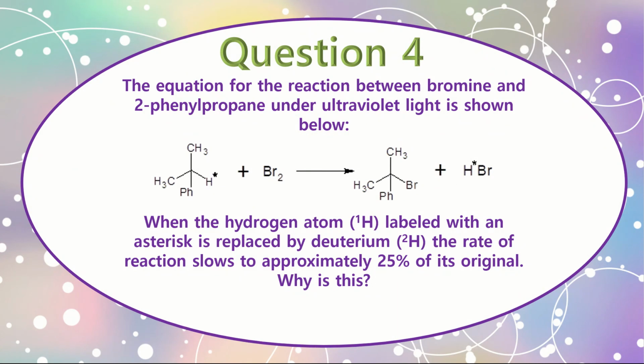So that leads us to question 4, which says the equation for the reaction between bromine and 2-phenyl propane under ultraviolet light is shown below. When the hydrogen atom labeled with an asterisk is replaced by deuterium, the reaction rate slows to approximately 25% of its original value. And the question is, why is this? So take a second, look at the reaction, and propose a response.